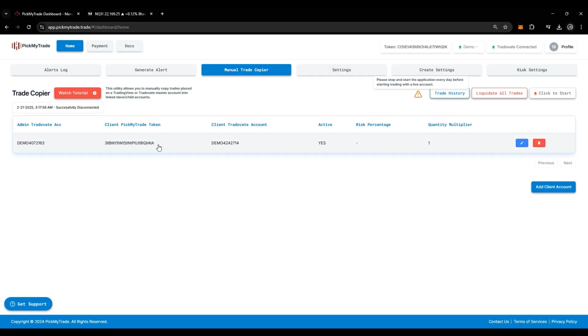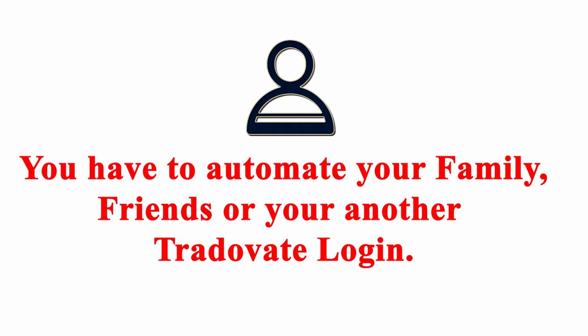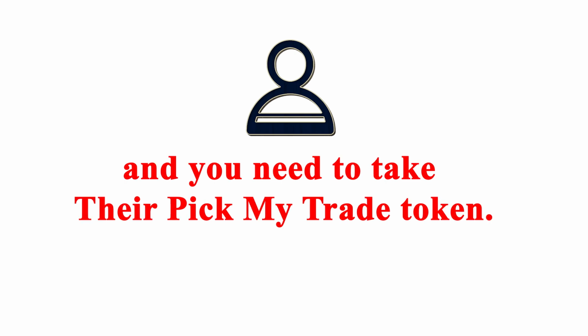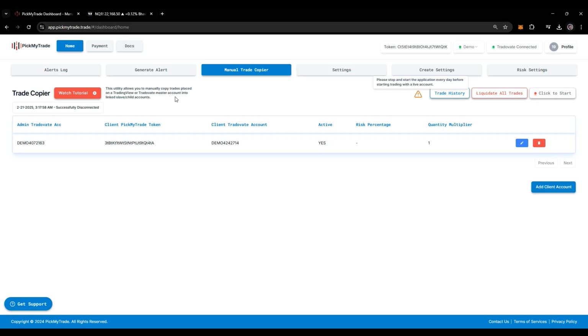Hello everyone, so now we are at Manual Trade Copier. Let's say you have multiple accounts, and you want to place a trade into all those sub-accounts. Or, another case would be, you want to automate your family's, friends', or another Tradovate login. In such cases, you need to create a separate PickMyTrade account in the new Tradovate login, and take their PickMyTrade token. So for such cases, we have created a Manual Trade Copier.